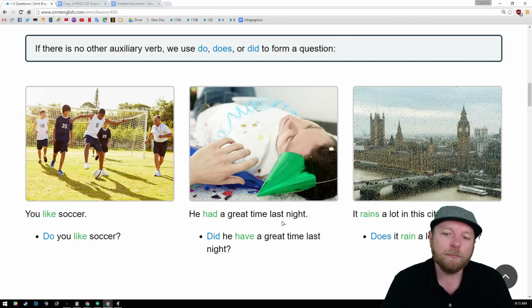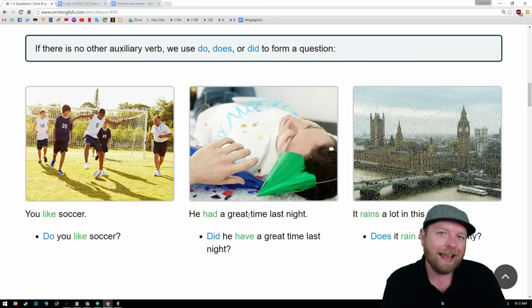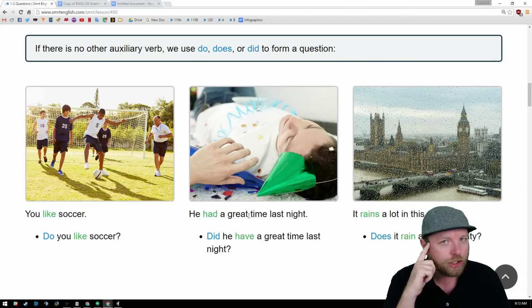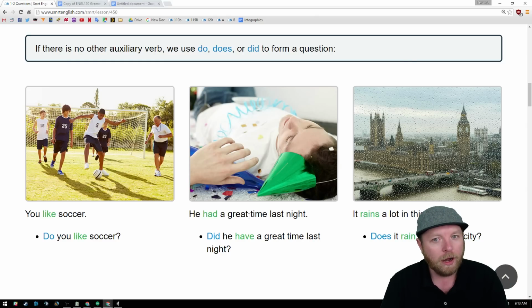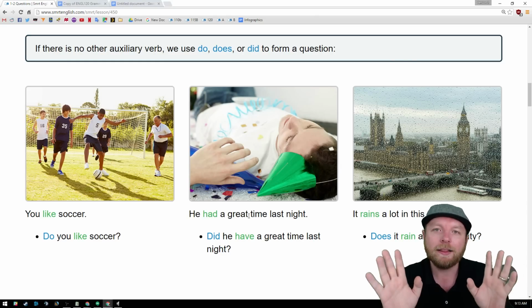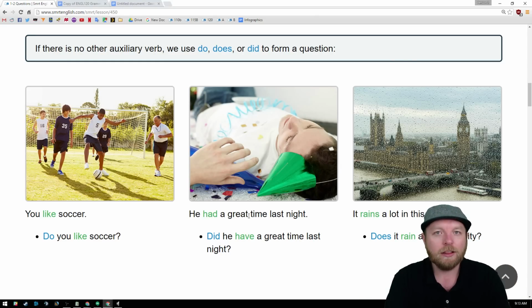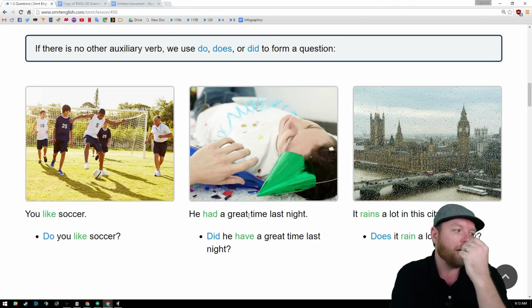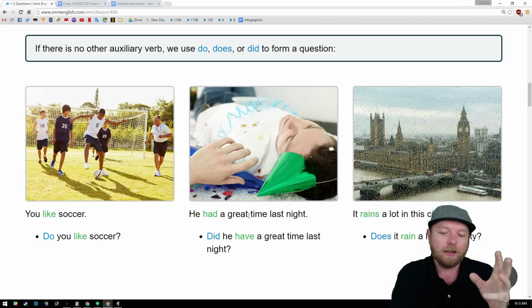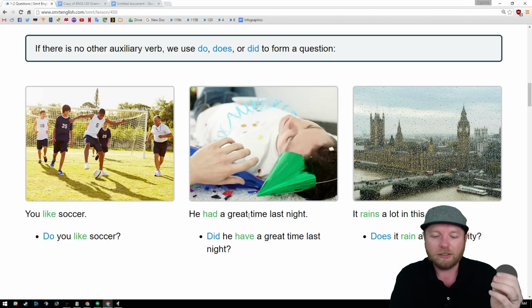Okay, now this one's another big problem because sometimes have or had is a helping verb, but sometimes it's not a helping verb. If you are not sure, just look at the sentence. Count the verbs. How many verbs do you see? He had a great time. How many verbs do you guys see? Let me know on the YouTube chat or the Facebook chat. How many verbs do you see in this sentence?